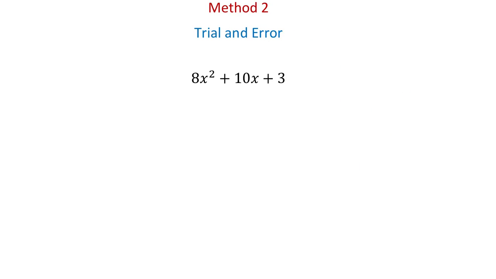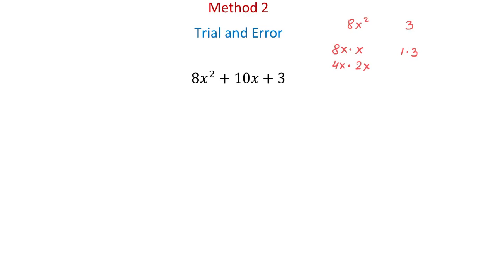In the second method, we will use trial and error. With this method, we will start with 8x squared, and we will find the terms that multiplied will give us 8x squared. One way to write 8x squared would be 8x times another x. And another way would be 4x times 2x. The last term of the trinomial is 3. Now let's see how we can write 3 as a product. 3, the only way to write as a product is 1 times 3.